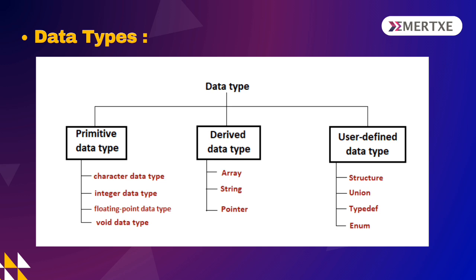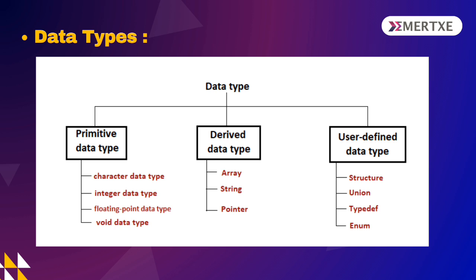Next, derived data types. These are derived from the primitive types, including arrays, strings, pointers. Arrays. Array is a collection of elements of the same type. Next, string. String is a sequence of characters. Pointers. Pointers are variables that store the address of another variable.